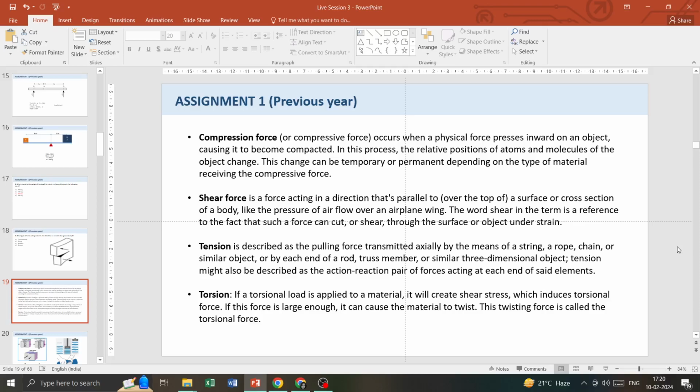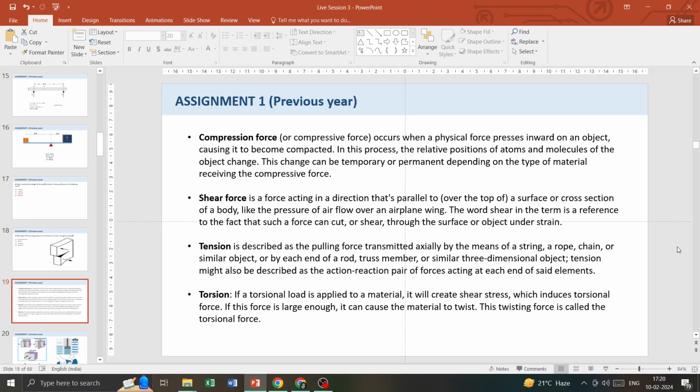Then shear force. Shear force is acting in a direction that's parallel to, over the top of, a surface or cross section of a body, like the pressure of airflow over an airplane wing. The word shear in the term is a reference to the fact that such a force can cut or shear through the surface or object under strain.